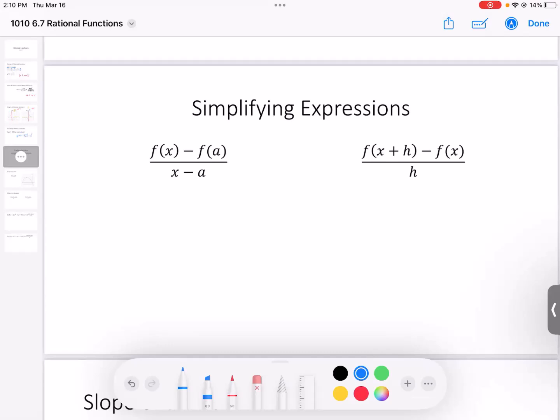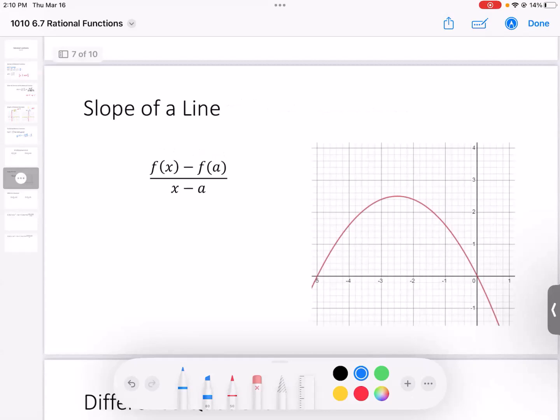Because you know how when we were calculating slope earlier, we would calculate slope as y2 minus y1 over x2 minus x1, or like you'd have 2 points and you calculate it out like that. Essentially what this is doing is they're choosing 2 points, x and a. So you could think about that as x2 and x1. So like, let's say x was -4, a was -3 or something like that.